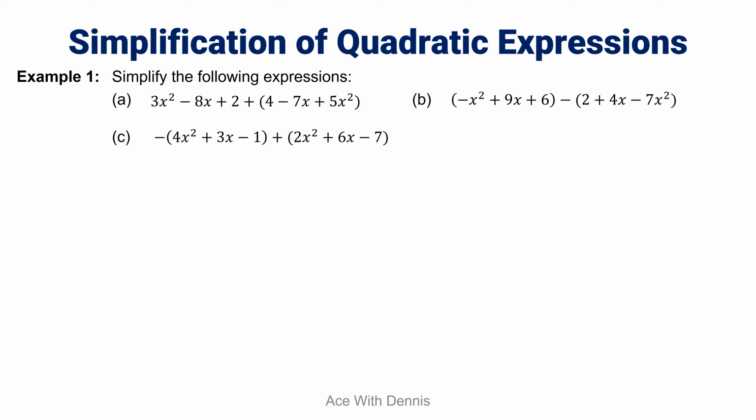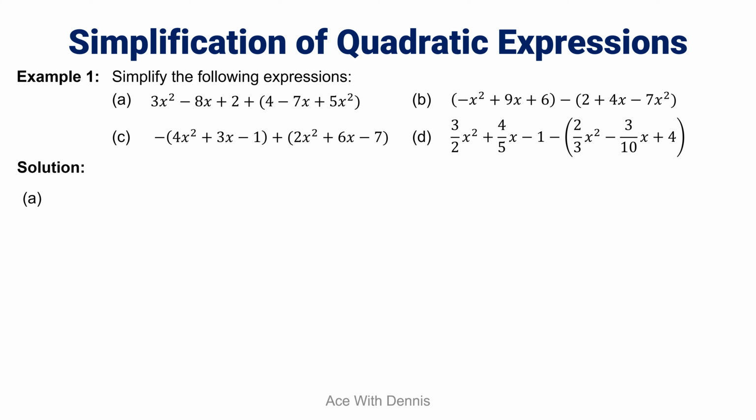C. Negative bracket 4x squared plus 3x minus 1 plus bracket 2x squared plus 6x minus 7, and D. 3 over 2 x squared plus 4 over 5 x minus 1 minus bracket 2 over 3 x squared minus 3 over 10 x plus 4.